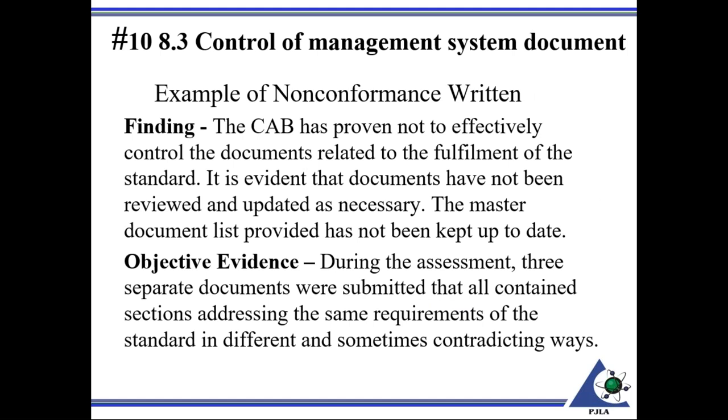So that's pretty much the core of the requirements in document control. Here's an example of a finding that was actually written during 2021. Basically, a broad encompassing statement of the finding was the CAB. If you're not familiar, that is UL, the conformance assessment body, the laboratory that's being assessed in this instance, has proven not to effectively control the documents related to the fulfillment of the standard.